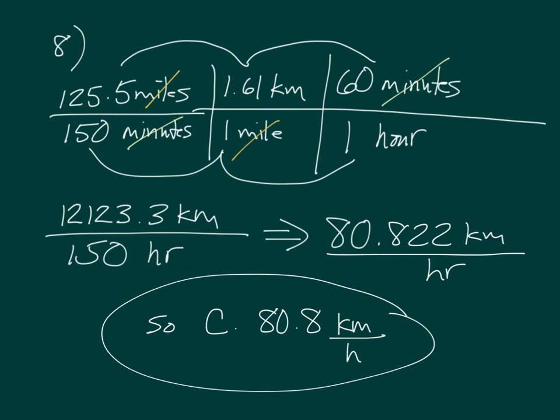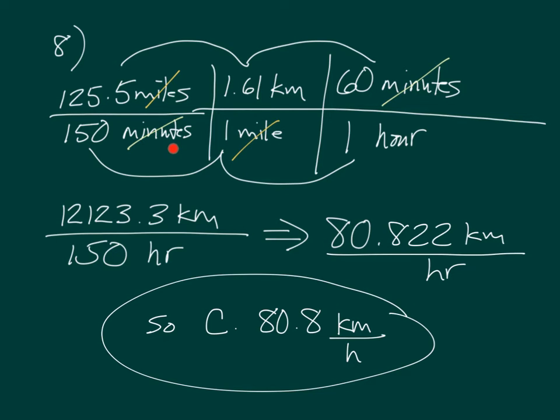Problem number 8, another factor label or rate conversion. It says you went 125.5 miles in 150 minutes. It wants the units in kilometers per hour. So the first thing I need to do is get rid of my miles. If I have miles on top, I need miles on bottom. It said 1 mile is 1.61 kilometers. Now I have kilometers as my unit. It said kilometers per hour, and I was in minutes when I started.